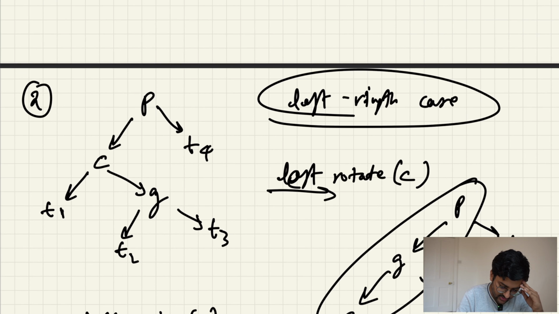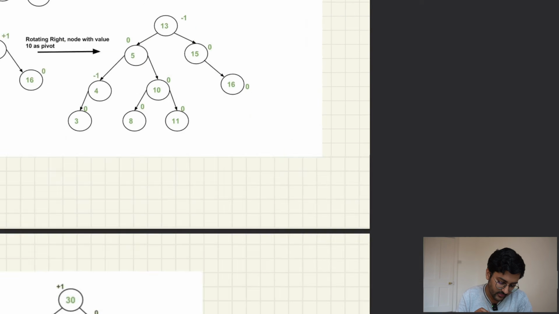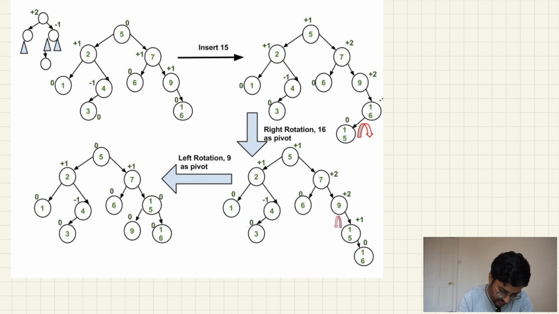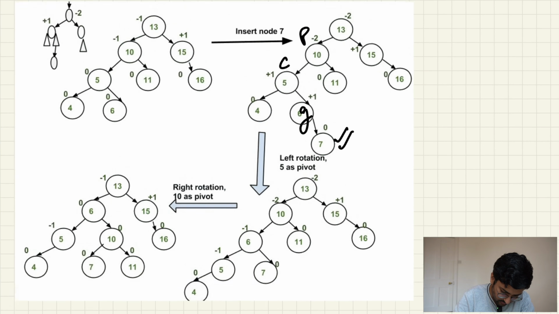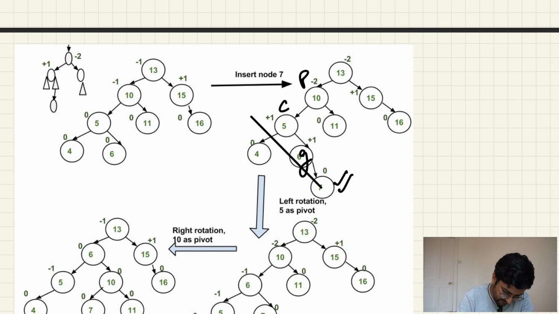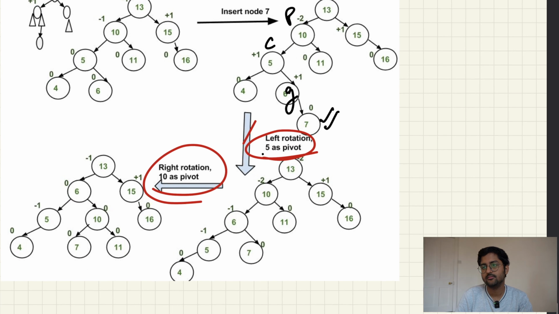Left-right case. First left rotate child, then right rotate P. Left rotate child, right rotate P. So left rotate on 5, then right rotate on 10. Not a problem at all. Very simple.